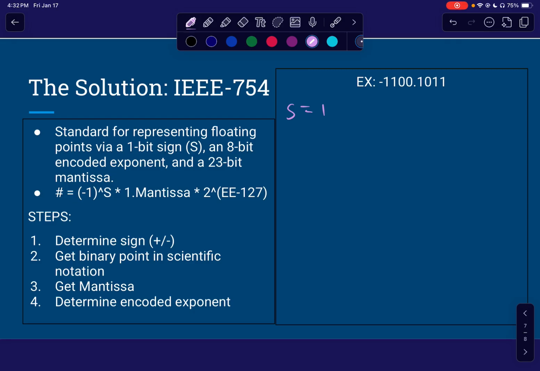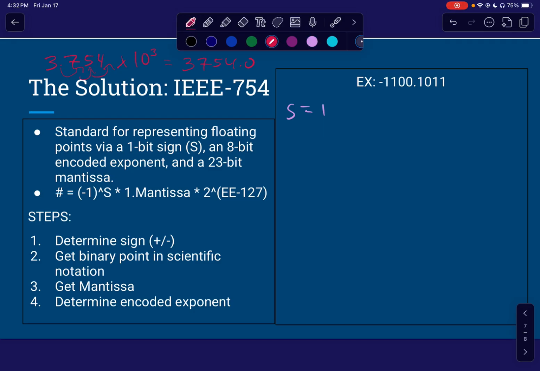Step 2 says we need to get the binary point into scientific notation. So if you've had to take chemistry or physics, unfortunately, they know that they always do numbers like this, like 3.754 times 10 to the 3 or something is really just equal to 3754.0, because it's the number of times you move that decimal point over. So we want to do that, but just in binary.